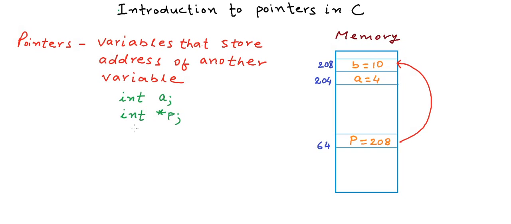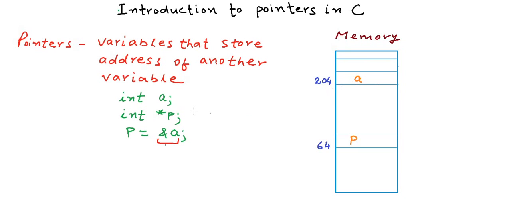Now to store the address of a in p, we need to use a statement like p is equal to ampersand a. Now if we put ampersand in front of a variable, it gives us the address of that particular variable. In fact, it returns a pointer to that particular variable. Okay, so let's try to see a simulation of this.